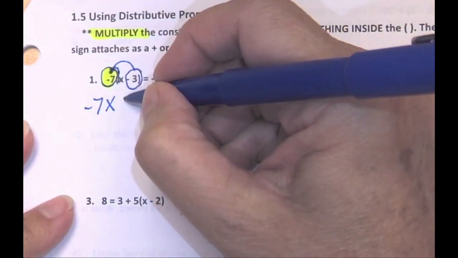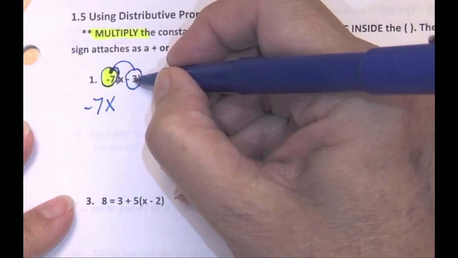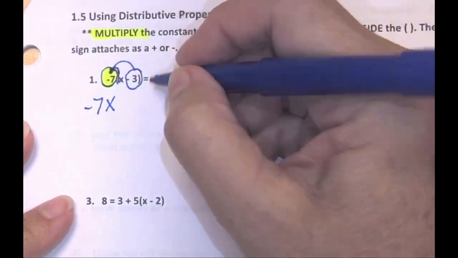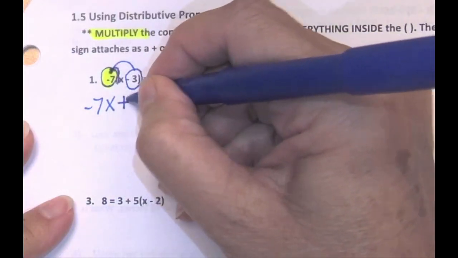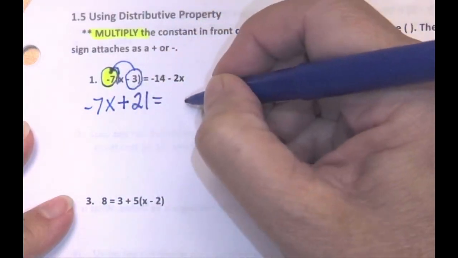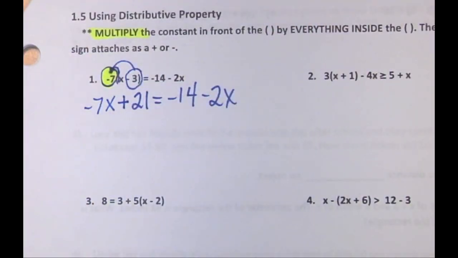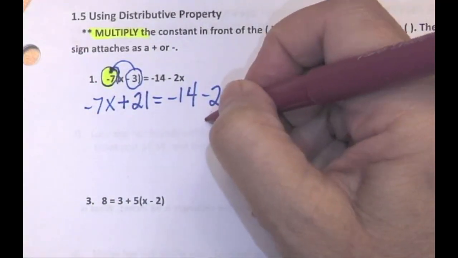Do not bring the minus down. It's attached as a negative. What do you get when you multiply -7 times -3? You get positive 21. The positive tells you to put a plus sign. Now bring the other side down. Now it's just a matter of isolating the x and solving for it.